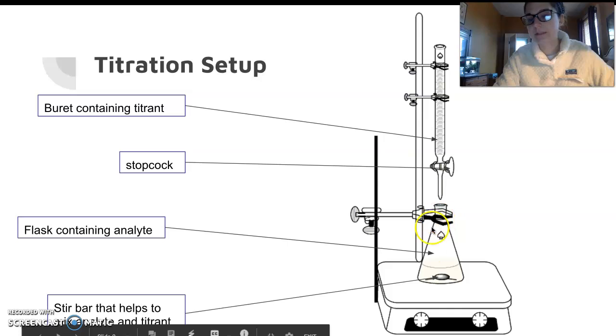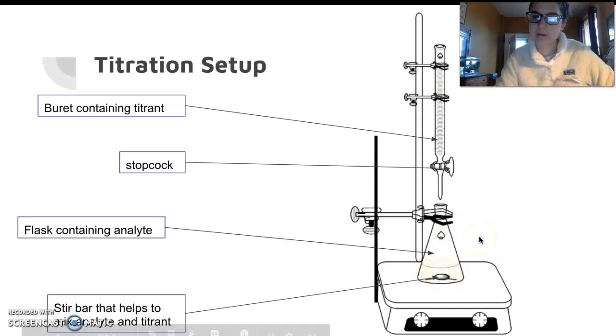And also, sometimes this flask will also contain some sort of indicator, whether it's an acid-base indicator or something that indicates when your end point has been achieved or reached.